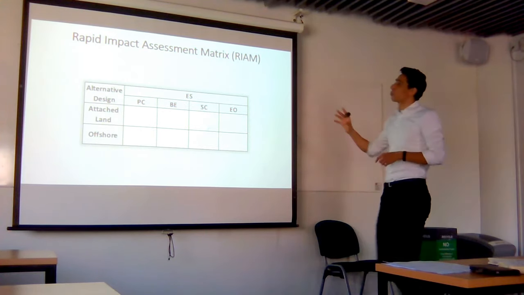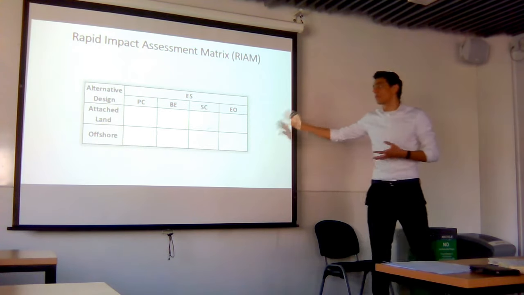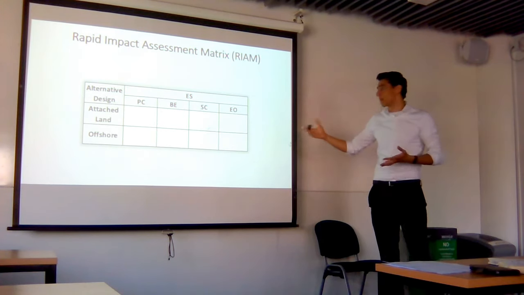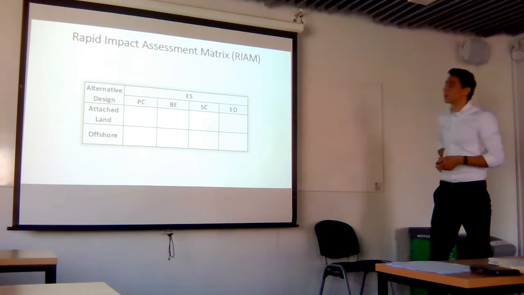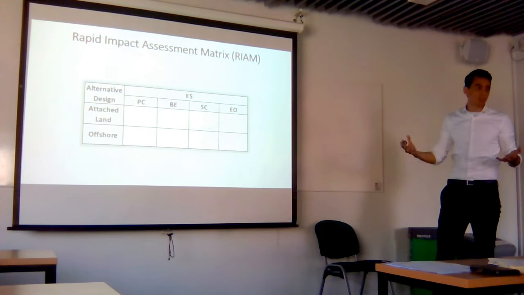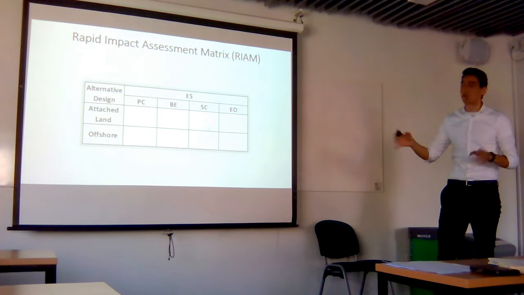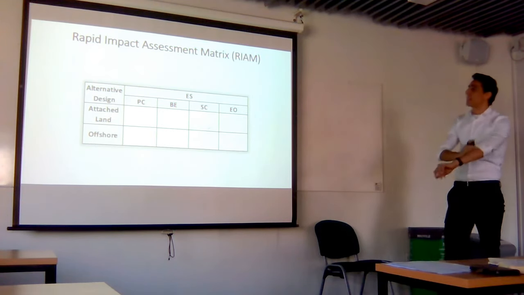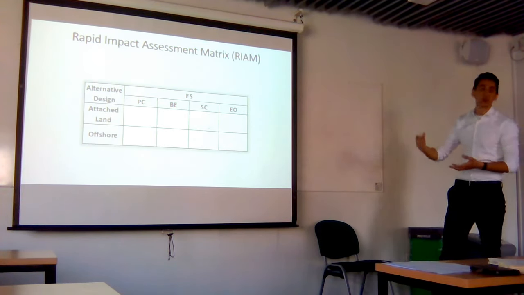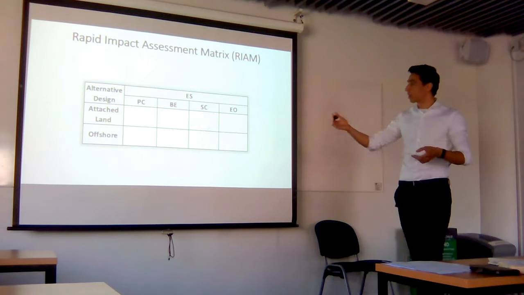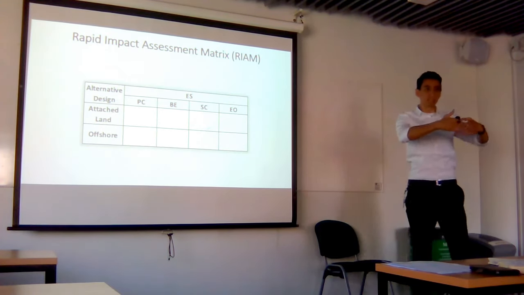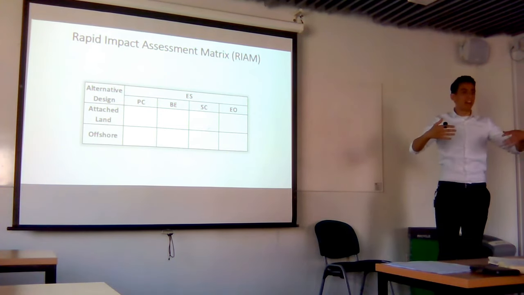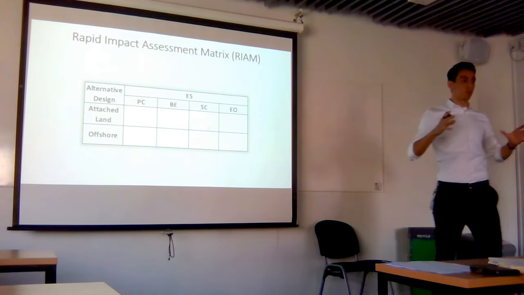And the last step is to actually create a matrix, something that is very simple. Of course, this is an oversimplification of the presentation. Remember that each alternative will have not just one score but many issues, and each issue will have an individual score, but just for the sake of simplicity, in this case we're going to try to decide between two design alternatives. The first one is to attach the lagoon to the coast onshore. And the second alternative would be to build the lagoon offshore.